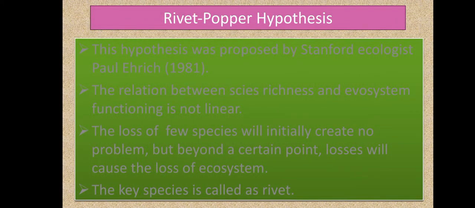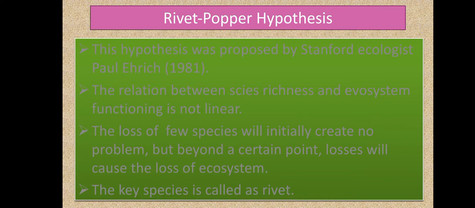You know about the Rivet Popper hypothesis. This hypothesis was proposed by Stanford ecologist Paul Ehrlich in 1981. The relation between species richness and ecosystem function is not linear. The loss of few species will initially create no problem, but beyond a certain point, losses will cause the loss of ecosystem. That means the key species is called a rivet.